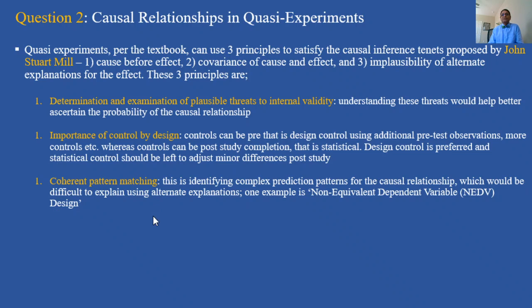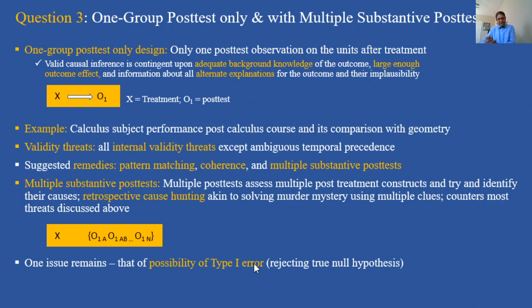Let's move on to the next one. So let's look at what one group post-test only with multiple substantive post-test designs look like. Now, one group post-test only design entails only one group in the study, and as the box indicates, there is a treatment given and one outcome measurement is done, that is O1. That's it. There is no pretest and no control, of course.